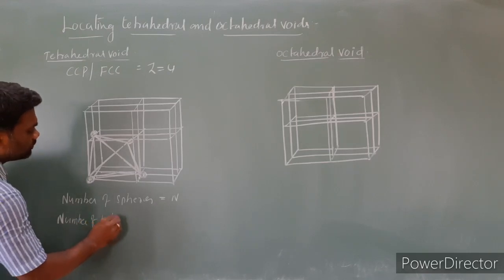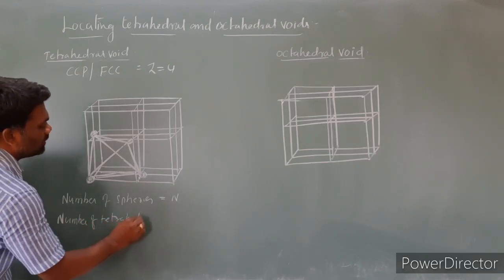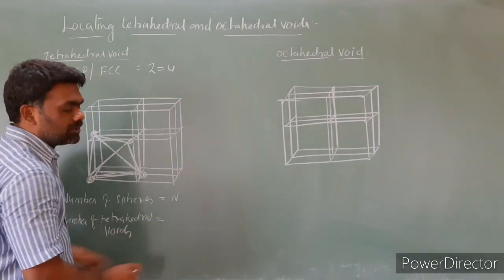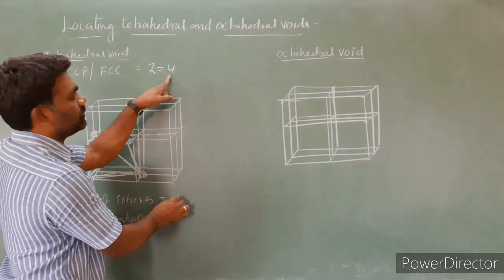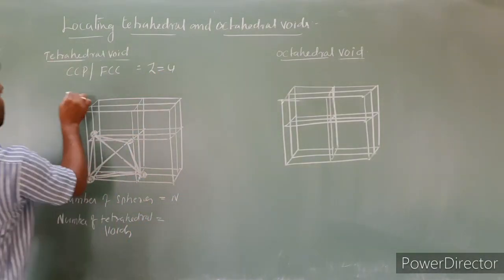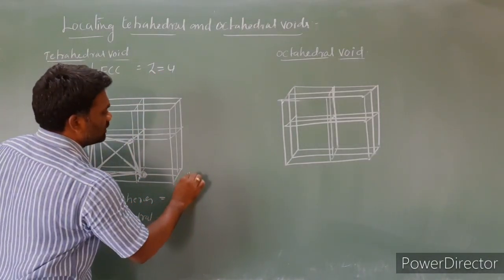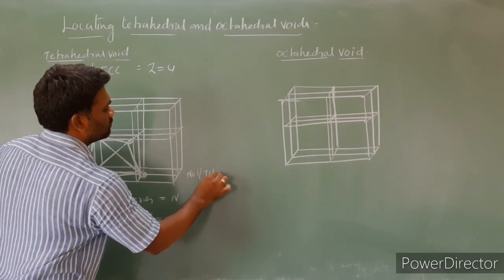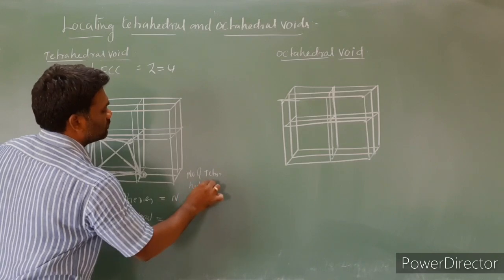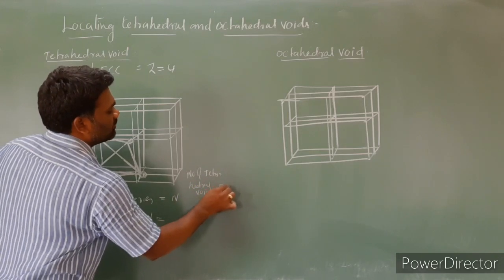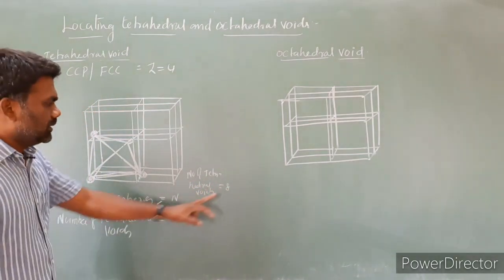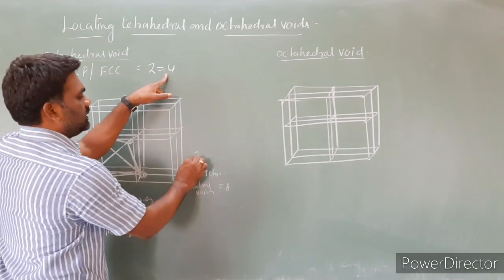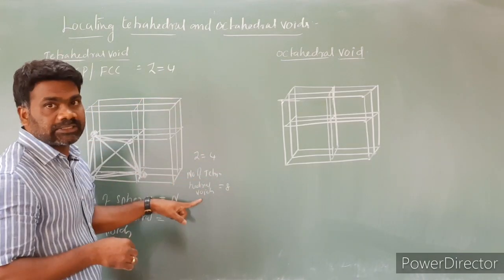So the number of spheres is n, which is 4. Now the number of tetrahedral voids, how many did we get? 8. So these are the 8. But Z is equal to 4. Z is equal to 4, but the voids are equal to 8.